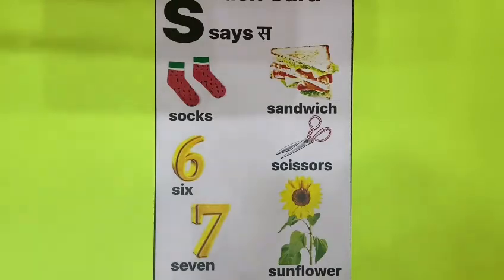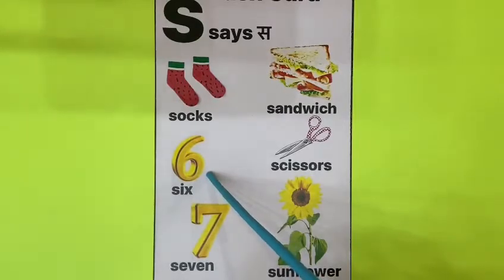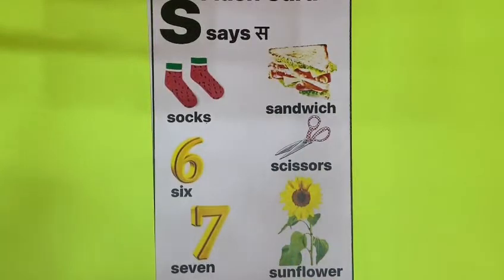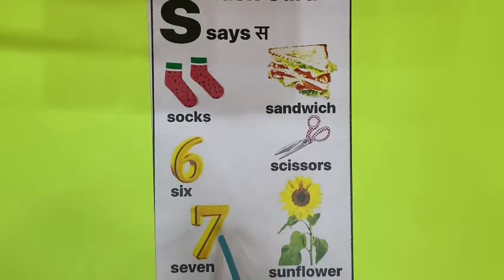Children, look at this number. You already know this number. Please tell me, what number is this? Yes, this is number 6. Sir, 6. Children, please repeat after me. Sir, 6. Very good. Children, what comes after 6? Yes, number 7. Number 7 comes after 6. Sir, 7. Very good, children.